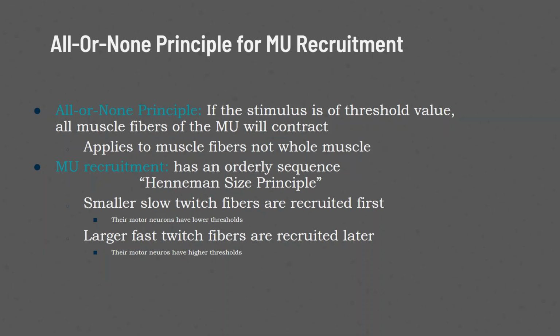Motor unit recruitment has a sequence called the Henneman size principle. It goes from smaller, slow twitch fibers to larger, fast twitch. That's how they're recruited, and they're de-recruited in reverse order. So these slow twitch fibers need to stay on for the entirety of the muscle function.